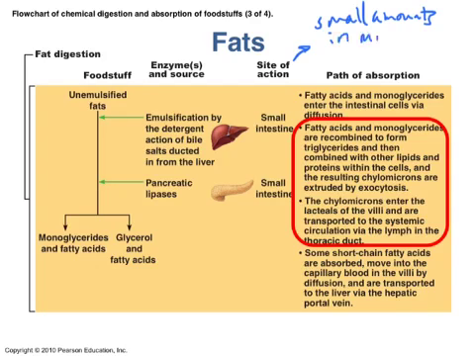Because you have lingual lipase in the mouth and gastric lipase in the stomach, you have small amounts digested there. But you don't have bile coming in. You don't have emulsification of dietary fats until you get to the small intestine. So the majority of fat digestion happens in the small intestine.